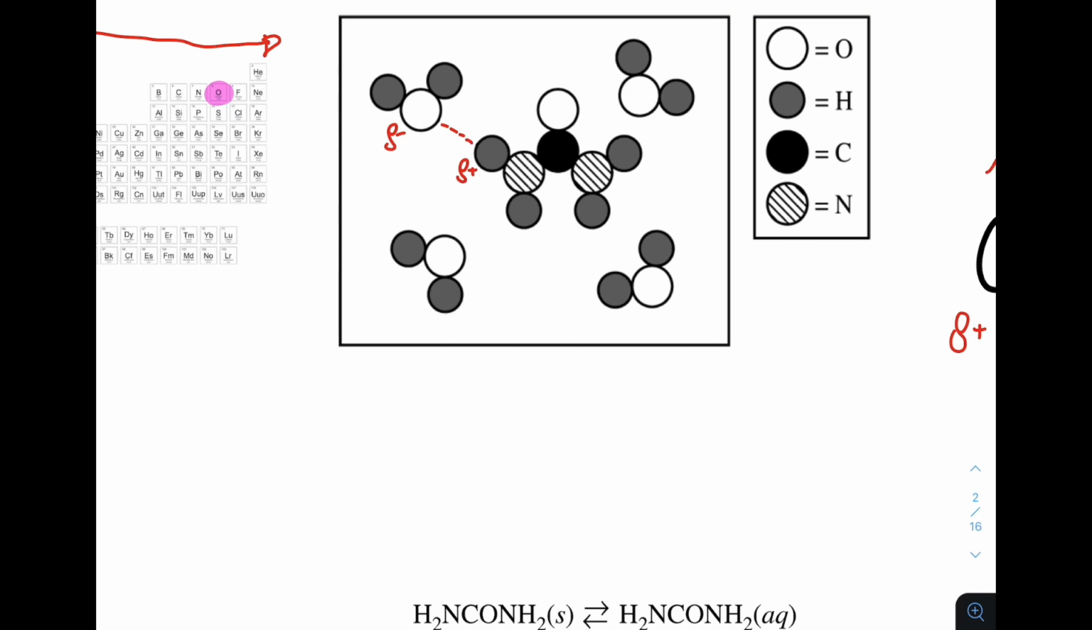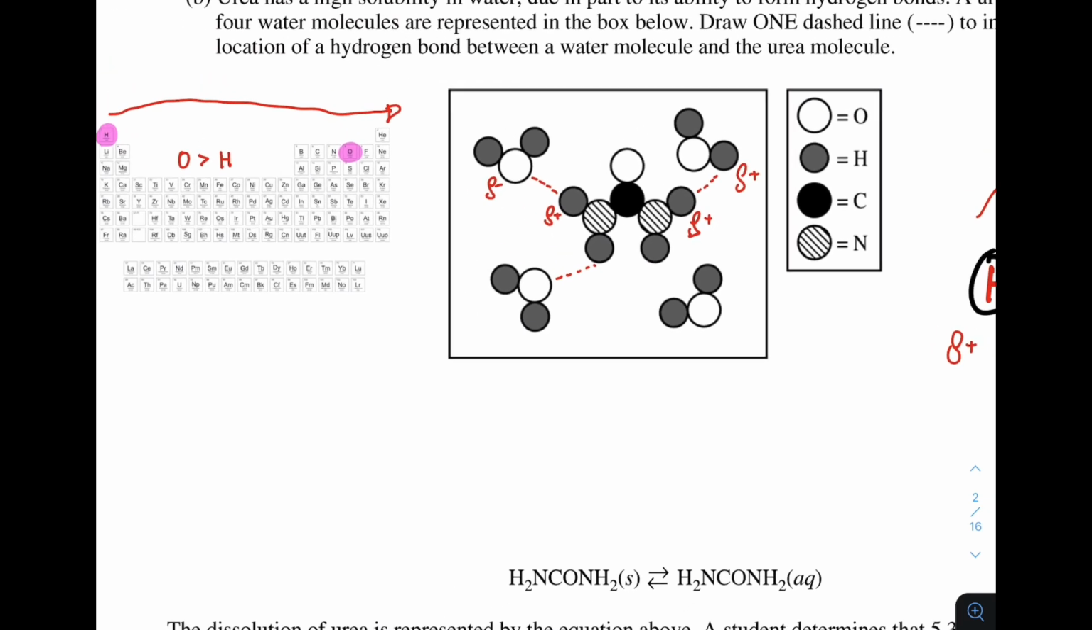Because if you draw a partially positive to partially negative line, like here, that wouldn't make sense because neither of those are partially negative at all. However, you could also draw a line such as this. But the answer to part B is going to be drawing a line between the oxygen of one atom over to the hydrogen of another atom, because this hydrogen is going to be partially positive and this oxygen is going to be partially negative.